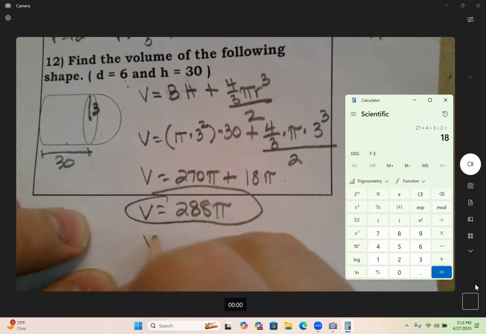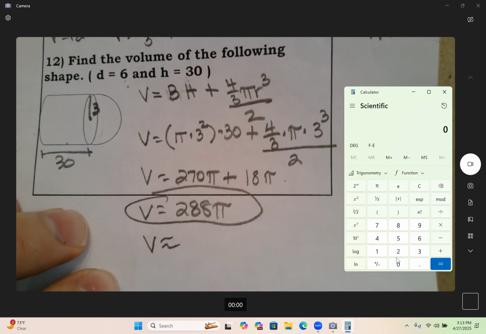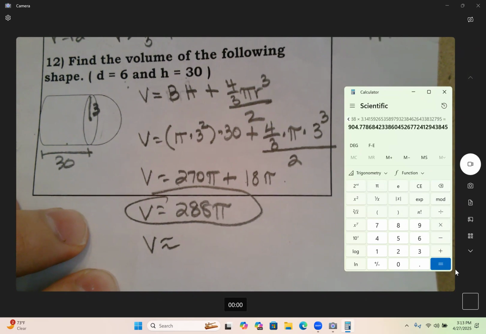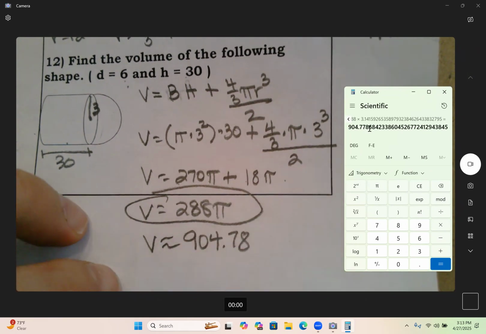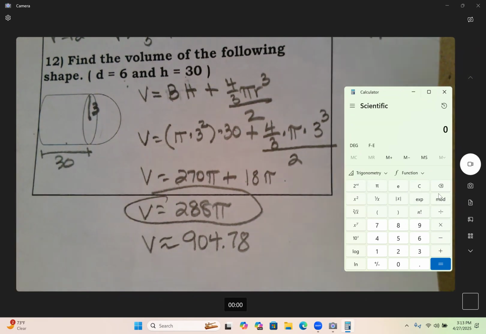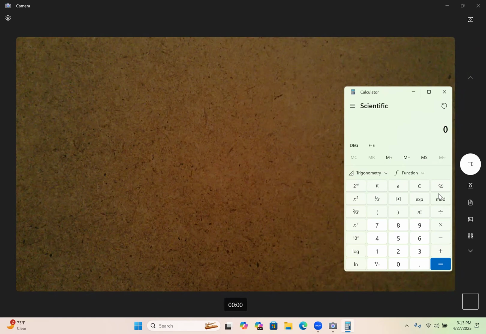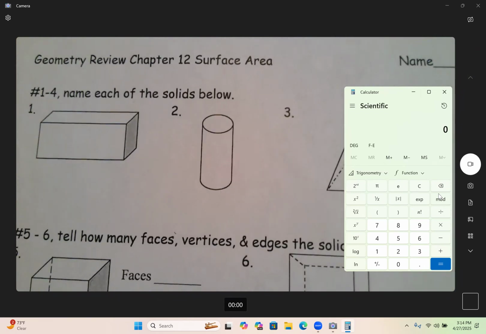Then in terms of it as a decimal, I'm going to use my calculator now, and I'm going to do 288 times the pi key. All right, it says 904.778. So that would be 904.78 because we're going to round that 77 up to 78. All right. So we're going to continue on now because that was the volume part. Here's the next part of the review. The next part of the review first starts with some three-dimensional stuff, and then we go to surface area.